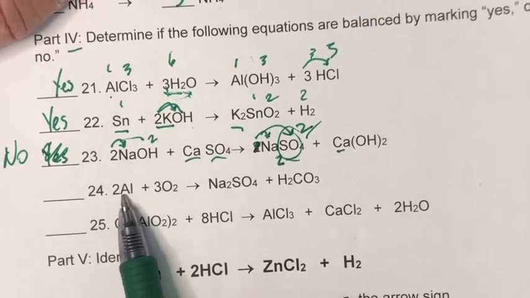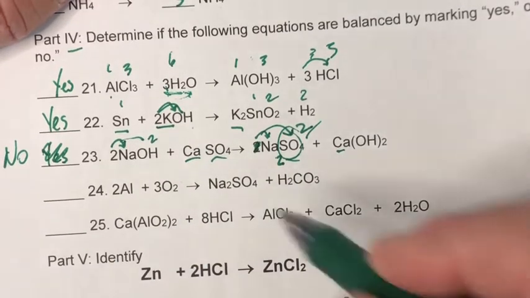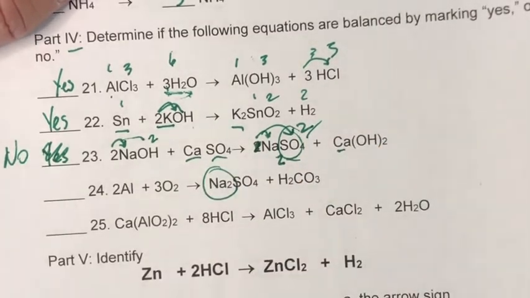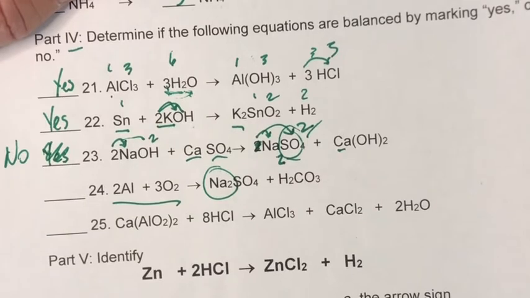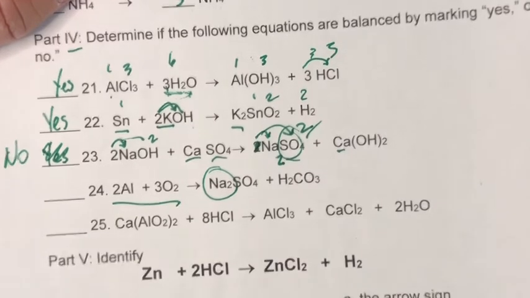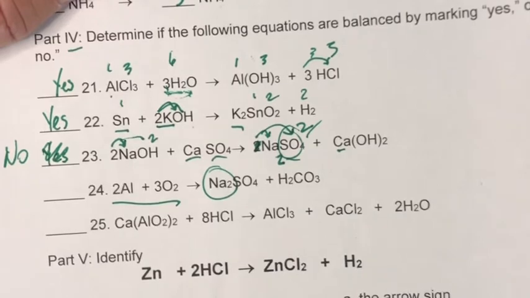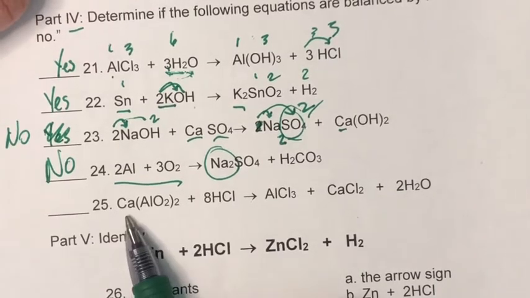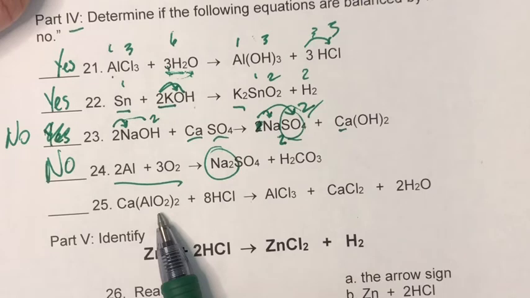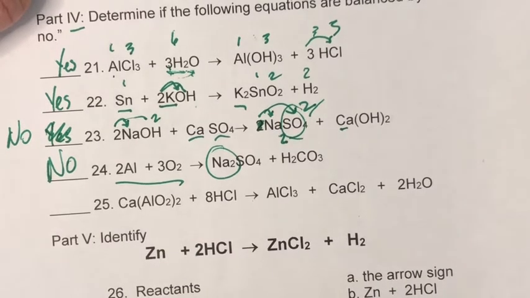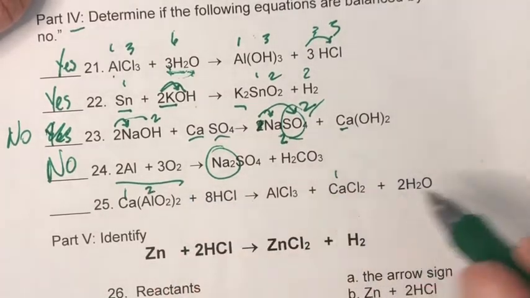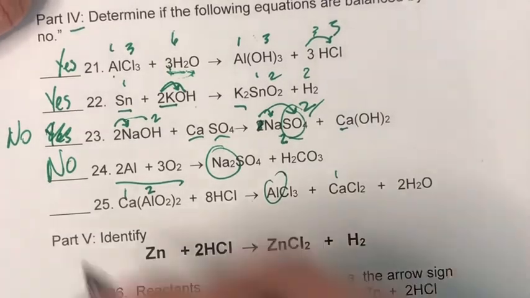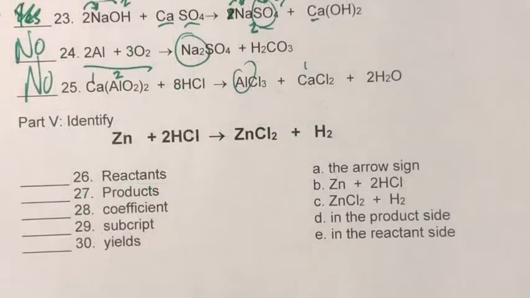Okay, 2Al, 3O2. Well, looky here. We have sodium in our products. We do not have sodium in our reactants. You cannot have sodium in the products if there is no sodium in the reactants. So, no. All right, and then we'll look at the last one here. Calcium aluminum oxide. Well, I don't know what the heck that is, but anyway, we have one calcium here, we have one calcium there, we have two aluminums, and we have one aluminum. Not balanced.